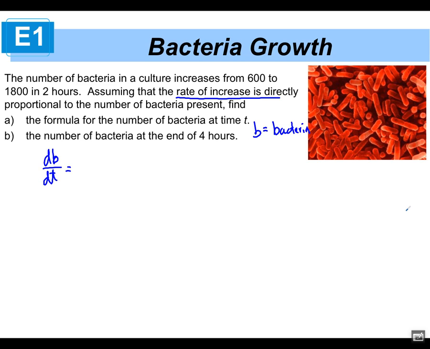Remember, derivatives represent three things: slope of the tangent line, rate of change, and instantaneous velocity. That takes care of the first part. Then, is directly proportional to. That's where we get a proportionality constant. You can use whatever variable you want. K is the standard, but sometimes you'll also see alpha used. We're going to use K, to the number of bacteria present.